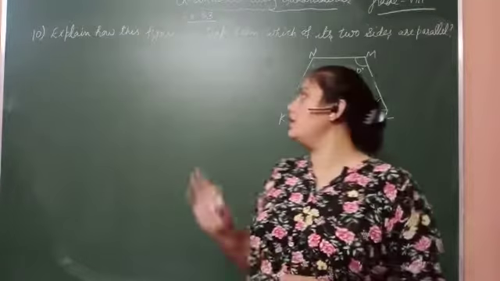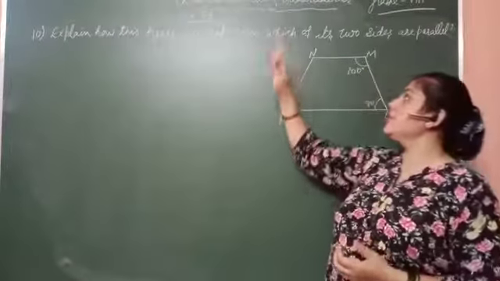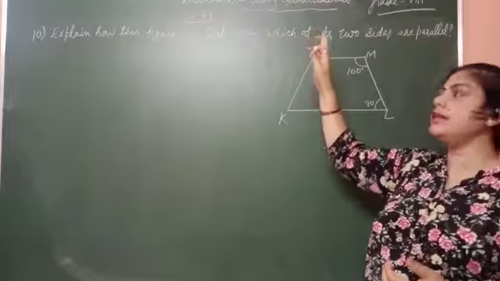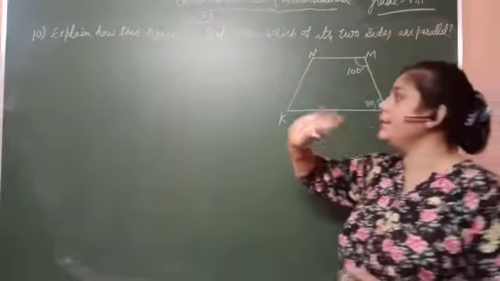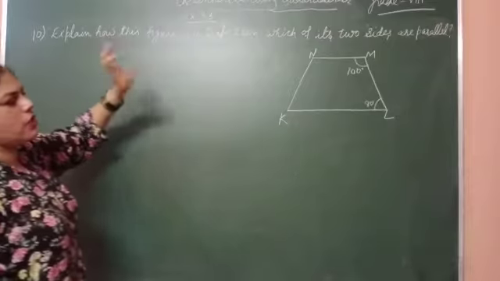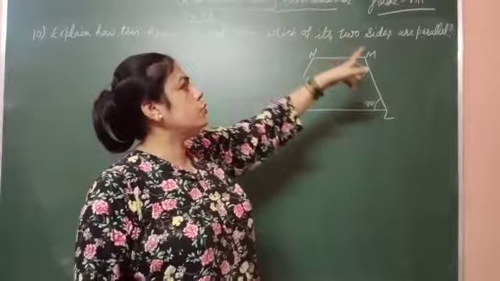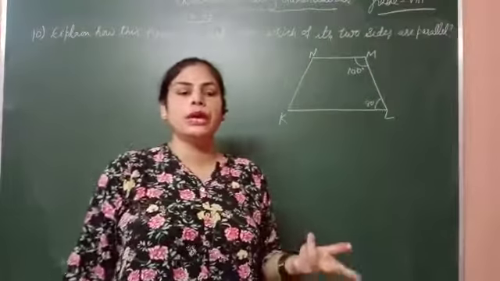Now we will do our 10th question of exercise 3.3, chapter Understanding Quadrilaterals, of class 8. Here it is given: explain how this figure is a trapezium. ये figure trapezium कैसे है? Which of its two sides are parallel? उसकी कौन सी two sides parallel हैं?